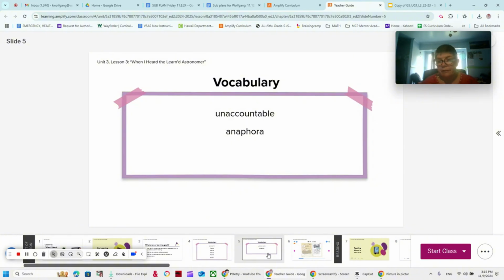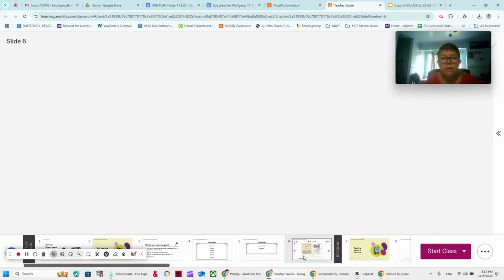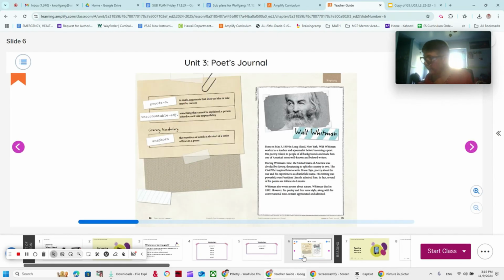And then we have our literary vocabulary word. Anaphora is a repetition of words at the start of a series of lines in a poem. So repetition of words. So we're going to be looking at that today. All right. And let's get into our poem, which is called When I Heard the Learned Astronomer by Walt Whitman.